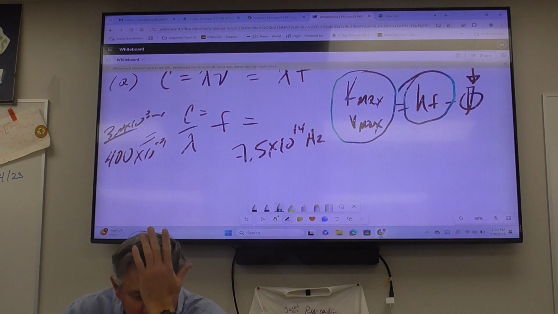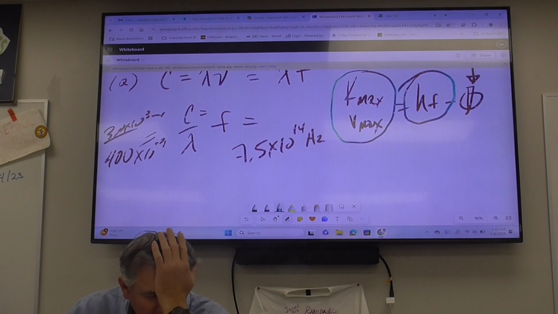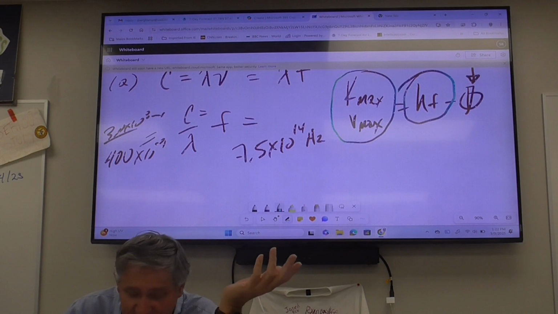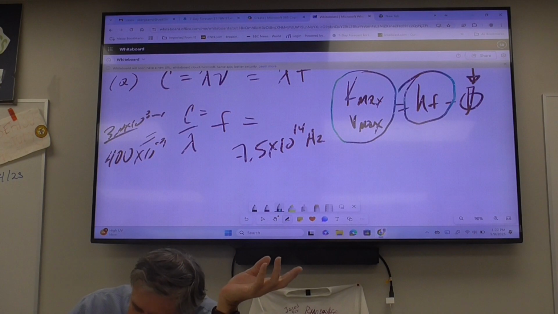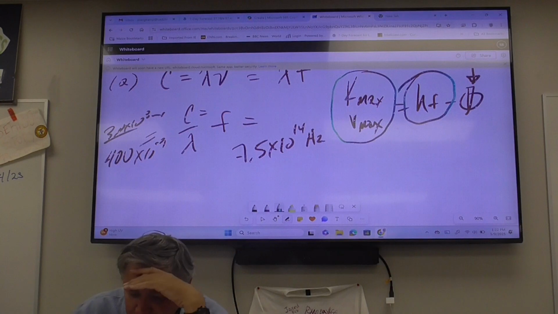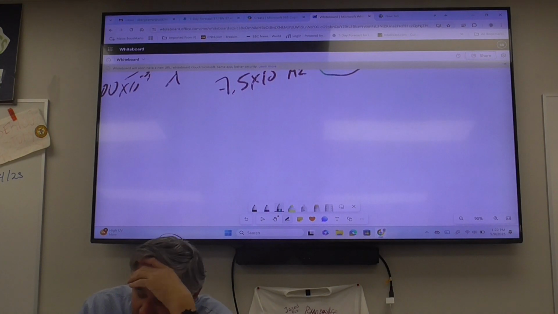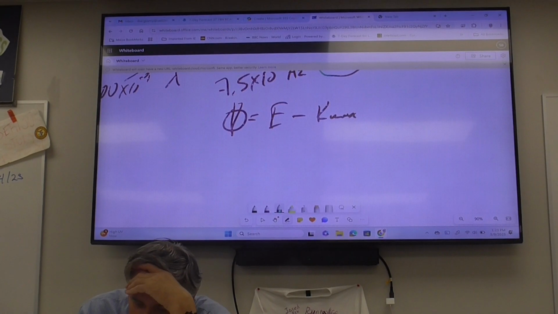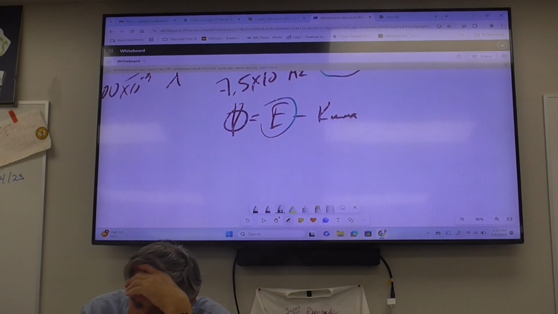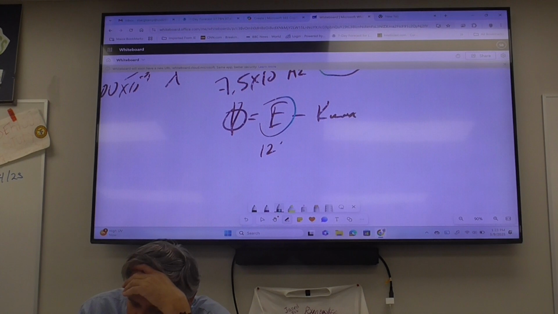So, on B, you want to calculate the work function. There's a couple of ways you can do this. You can either stay in joules, or you can work in electron volts. I prefer to work in electron volts, that's just me. It's just bigger, it's less messy. So basically, your work function is going to equal the energy of the photon minus your K max.